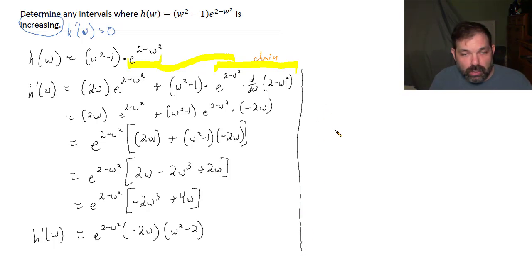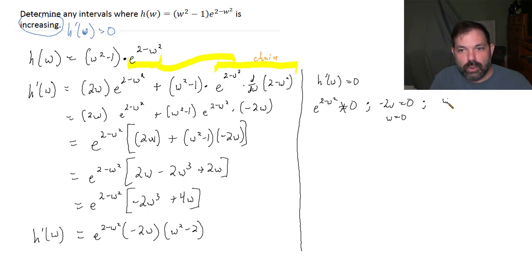Now we want to find where it's greater than 0. First we find where it's equal to 0. All right, so let's solve where h prime of w equals 0. Since it's already in a factored form, we would have e to the 2 minus w squared equals 0. That can't happen. Exponential functions can never equal 0. We have negative 2w equals 0, which means that w equals 0. And we have that w squared minus 2 equals 0, and that implies that w is the positive or negative square root of 2. So we have three important values here, 0 and plus or minus root 2.